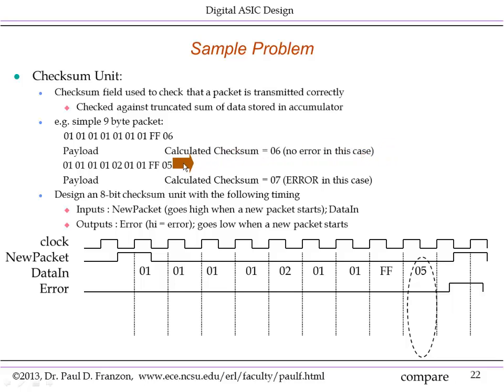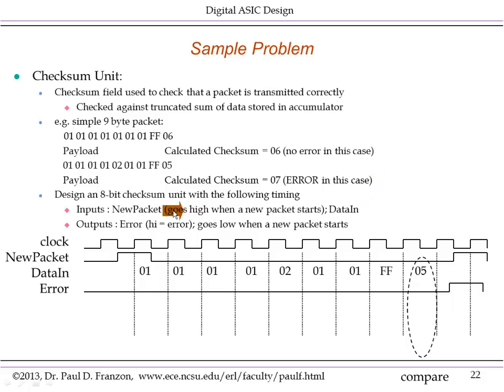In contrast, here we have a packet. Actually, this packet has 2 errors in it, if it was intended to be the previous packet. But if you add up everything up to the checksum in this packet, you would expect to have 7. The calculated checksum is 5. So now we have an error, and we want to report such. The idea being that if you detect such an error, you ask for the packet to be retransmitted. So what I want to do is design a checksum unit that performs this functionality.